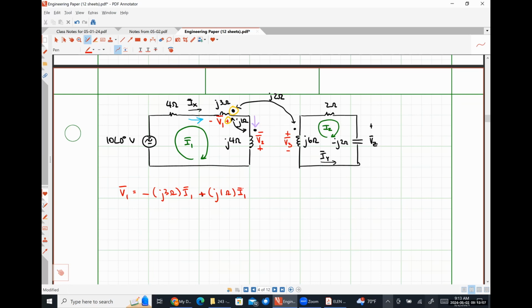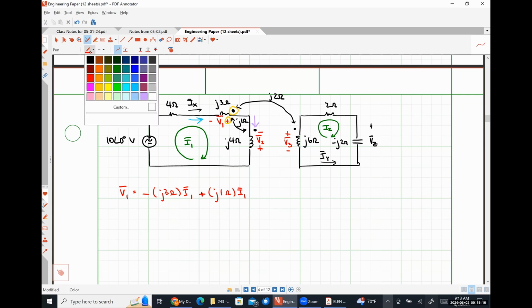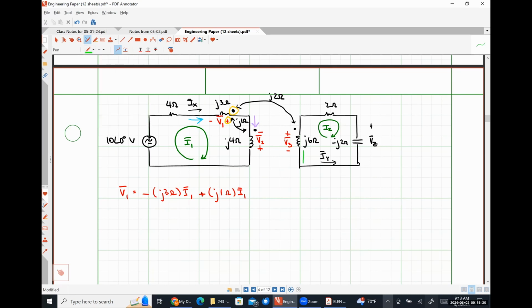Now let's figure out our mutual inductance term for coil 3, or the j6 ohm coil. Our mesh current I2 is flowing up as it goes around its clockwise path when it sees that third coil. Once again, the positive polarity terminal of the voltage V1 is at the dotted terminal for coil 1. The current I2 is flowing into the undotted terminal of coil 3, which means we should have a negative sign for our mutual inductance term for coil 3. So minus, now we put in our mutual inductance impedance, j2 ohms, and the current flowing through coil 3 is I2. So that is our expression for V1.